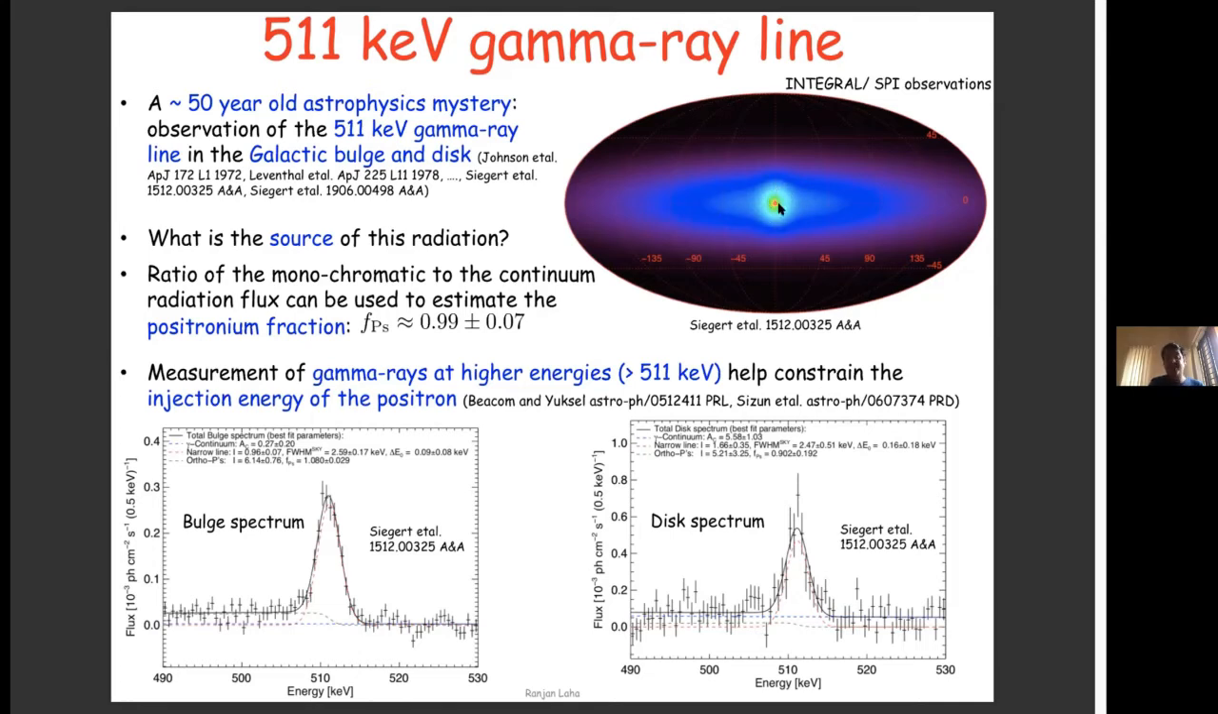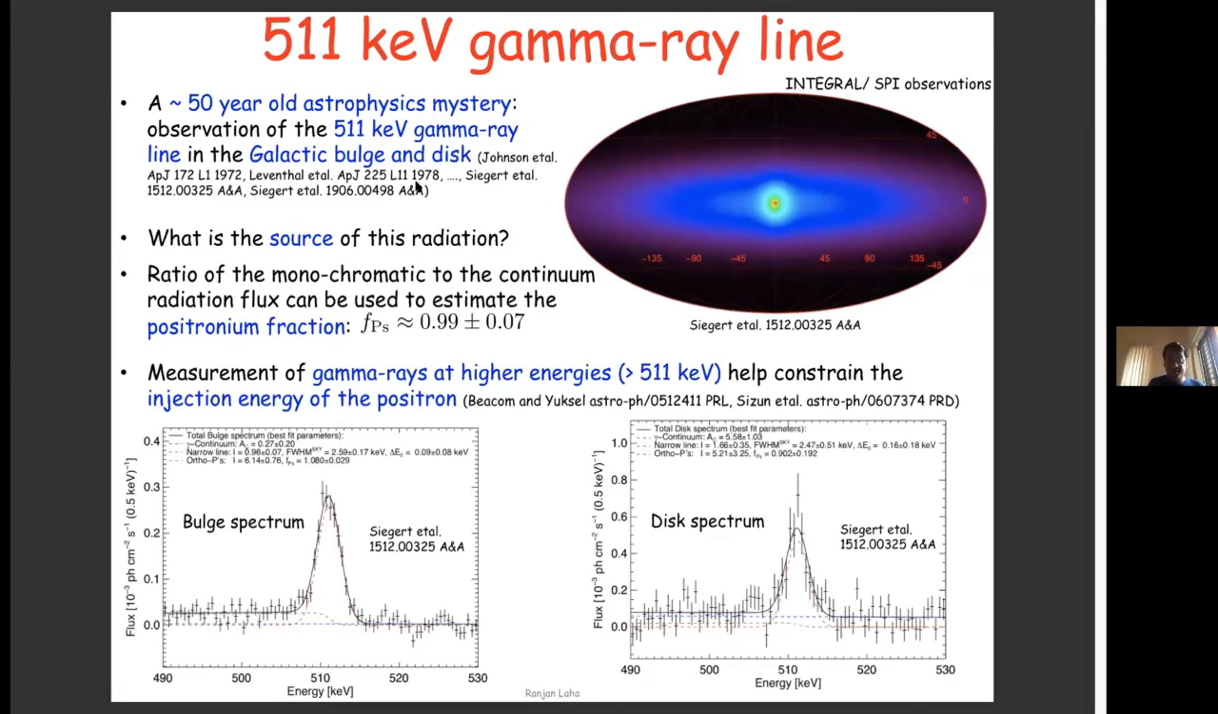You see a bright flux of 511 keV photons. This is the brightness: it goes from red to blue, and black means there's no brightness. This has been measured by various different instruments. It was first measured by Johnson et al. in 1972, and it has been still going on. Even this year, people have measured it. So this is an almost 50-year-old measurement.